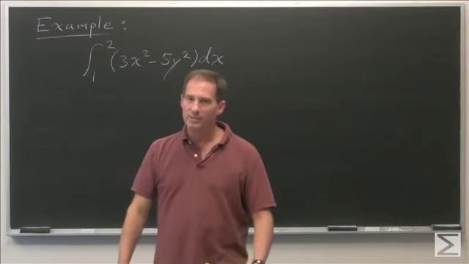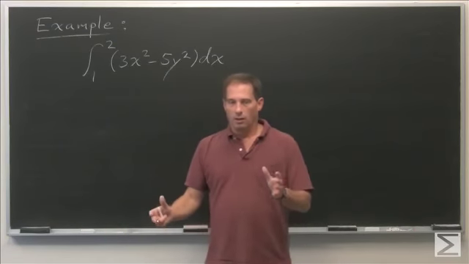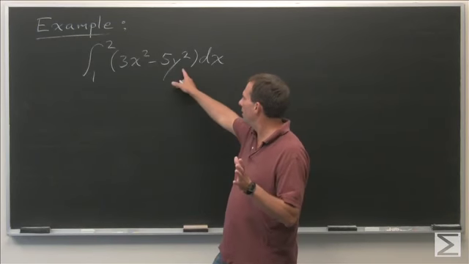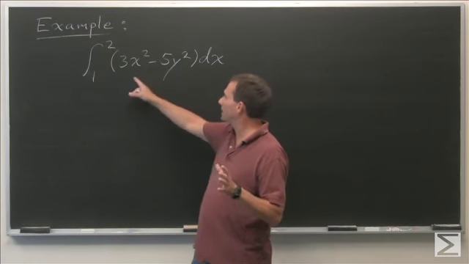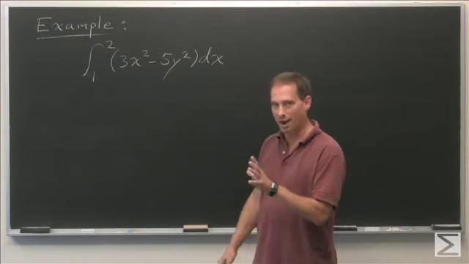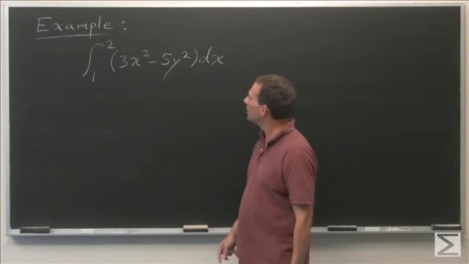Well, now it's a definite integral, and the definition is, you take the limit of Riemann sums. But now you need to think, we're integrating with respect to x. This is what x does. X goes from 1 to 2. You need to be careful to remind yourself that it's what x does, not what y does.